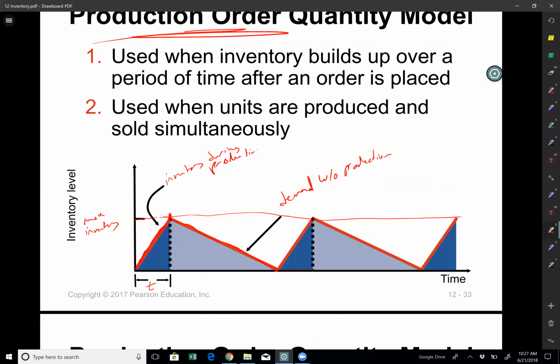So in this case, really, if I have the batch size of Q, I can never reach this number Q. The reason is that while I'm producing the batch size of Q, at the same time, I have demand that I need to satisfy. So I can never really reach Q because the maximum is something smaller than that.